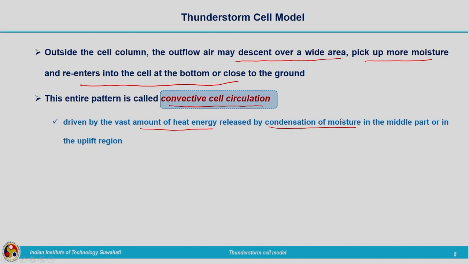And the outflow region is around 8 to 16 kilometers from the ground surface, the maximum height of the cell. And from an analysis point of view, this 8 kilometer or 16 kilometer will be divided into smaller reaches so that we can get these atmospheric parameters to be uniform.